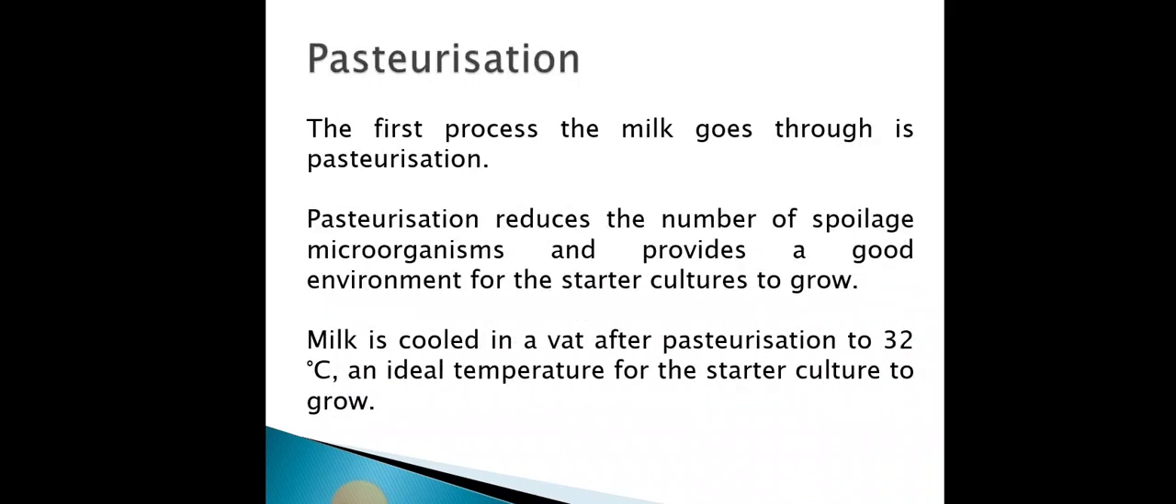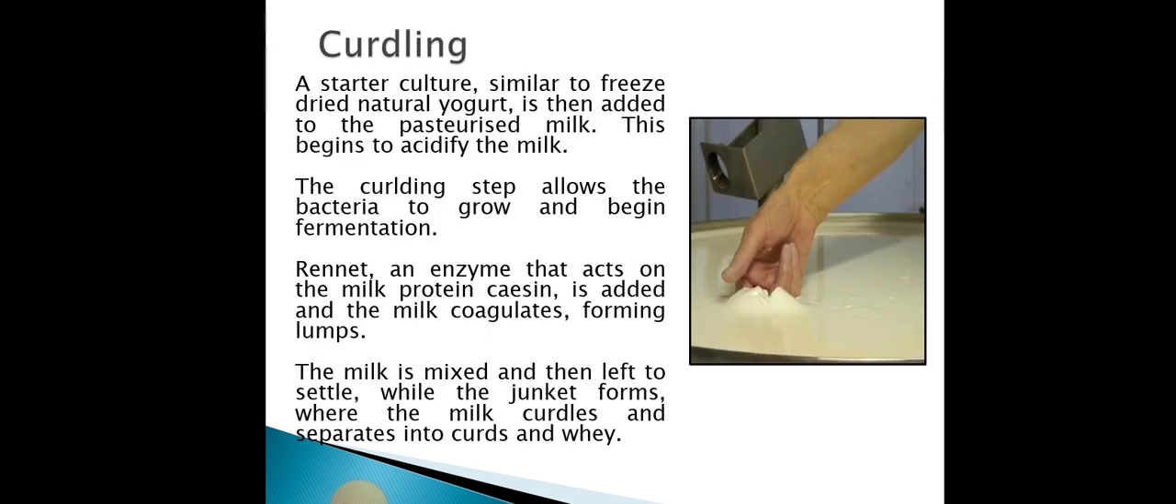Now the major steps involved in cheese making begin with pasteurization. It is the initial step in the process of cheese making. Firstly we select the milk for the production of the cheese. After that there is the pasteurization. This procedure is essential for removing any contaminating microorganisms which may be present within the milk sample. Pasteurization reduces the number of spoilage microorganisms and also gives a good environment for the starter culture when we add it to the milk sample. After pasteurization, the milk is cooled within a vat to 32 degrees, and then the starter culture is added.